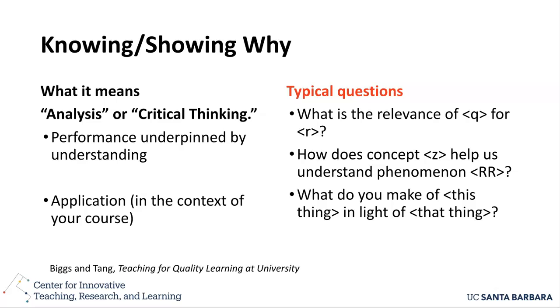So you really want to help students understand how they can identify what knowing or showing why means in your context. You can see the typical kinds of questions you might ask. What is the relevance of one thing for another thing? How does one concept help us understand a different kind of phenomenon? What do you make of a particular artifact in light of an idea from another artifact?